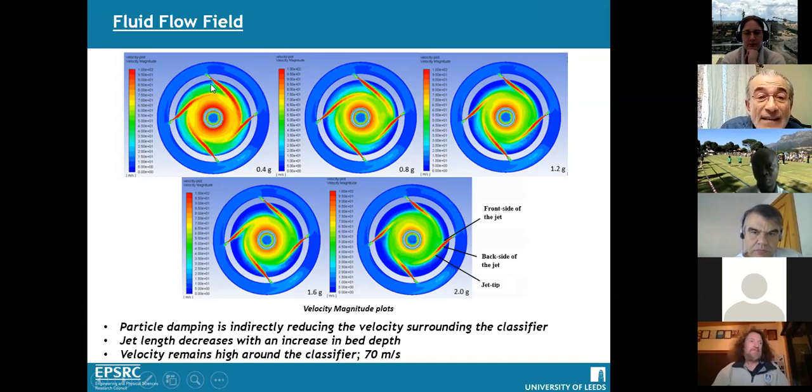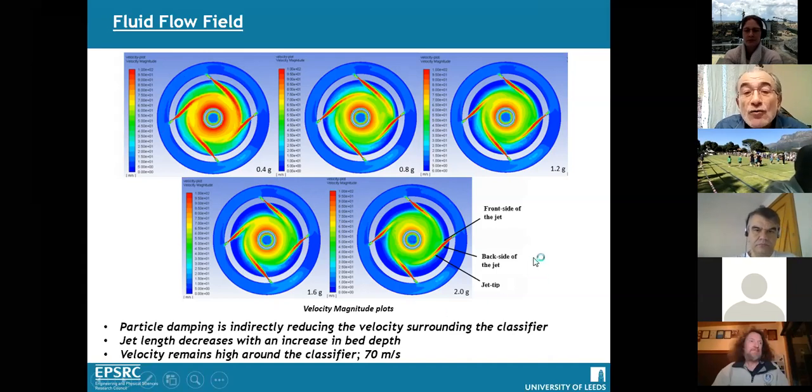Also jet length, you can see the jet length extends so long in here for 0.4 gram, and here it is very short in this system here. Velocity remains high in the classifier, roughly 70 meter per second is the velocity. So the red color is about 100 meter per second, and you can see again here they have very high velocity. So basically we have, if you like, a free vortex on the classifier. The velocity increases towards the center of the system. So basically, these are the fluid profile, which you can actually see and read a lot into it.